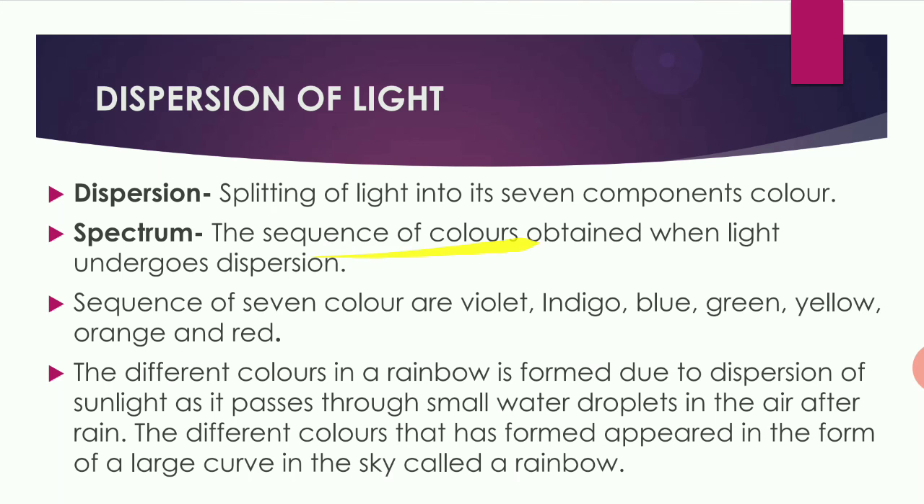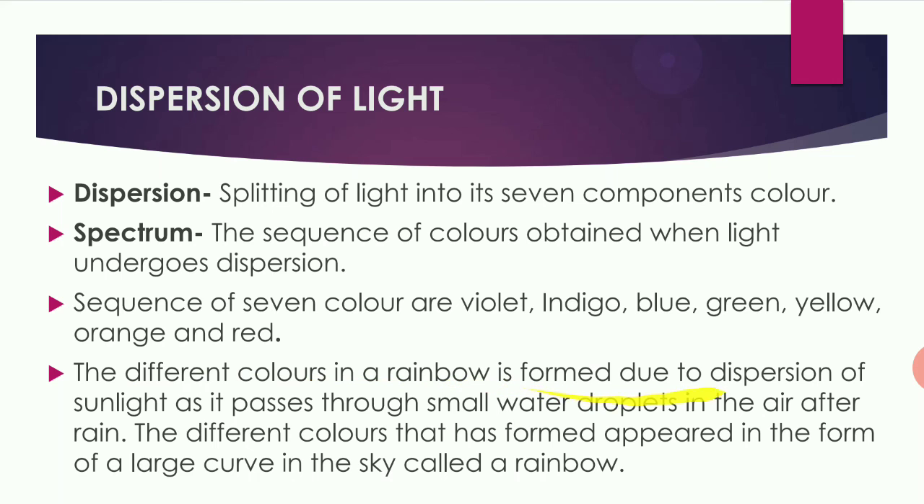Spectrum. The sequence of the colors obtained when the light undergoes dispersion. The sequence of the colors is violet, indigo, blue, green, yellow, orange, red. When this sequence of colors is obtained when the light undergoes dispersion, that is called spectrum. We see in the rainbow the 7 colors. So that is the spectrum of light.